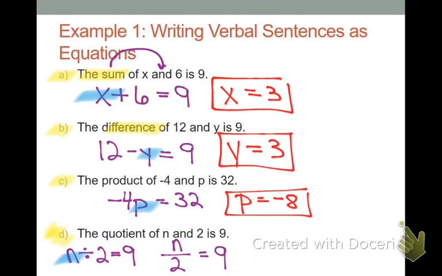Good job. All right, now on D, what number divided by 2 equals 9? Tell me. It is 18. N equals 18. All right, so we use mental math to solve. Good news, there is no work to show on these. We are basically being asked to use those mental math skills to solve. All right, so that's example 1.